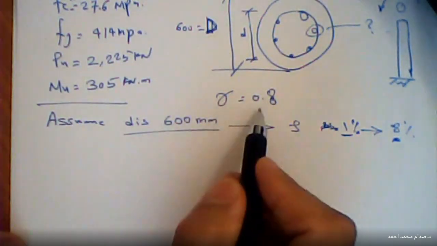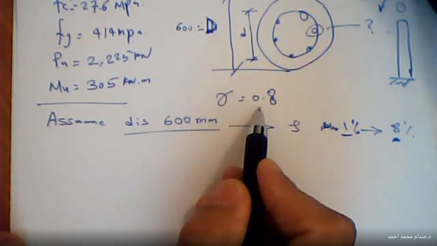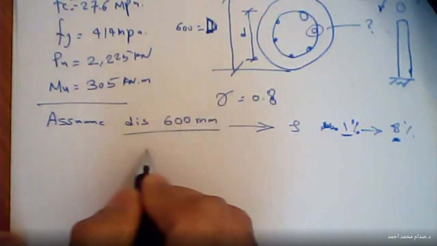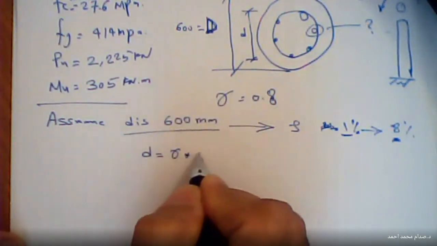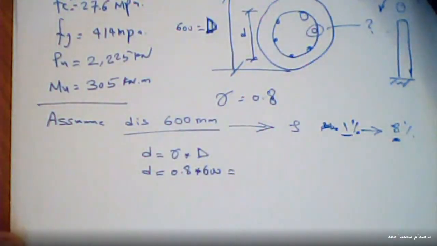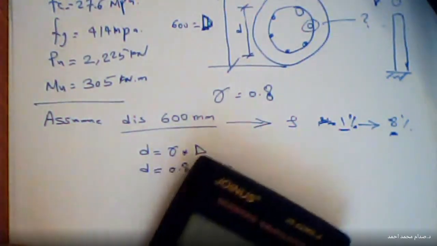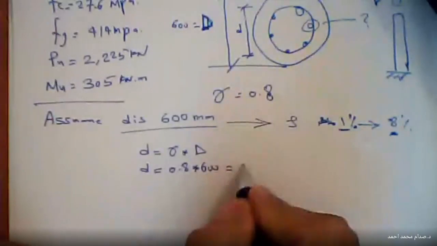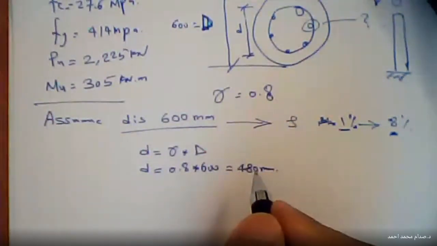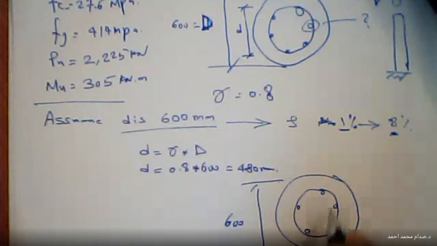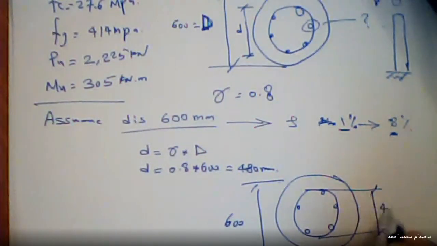So suppose I have 600 and I'm obliged to use 0.6 or 0.8, so I'm just going to multiply 600 by how much? 0.8 to get small d. So small d is equal to gamma times capital D. So small d must be 0.8 times 600. How much will that give us? 480 millimeters. So in this case, I selected a section where the outside diameter is 600. The inside diameter is how much? It's 480 millimeters.